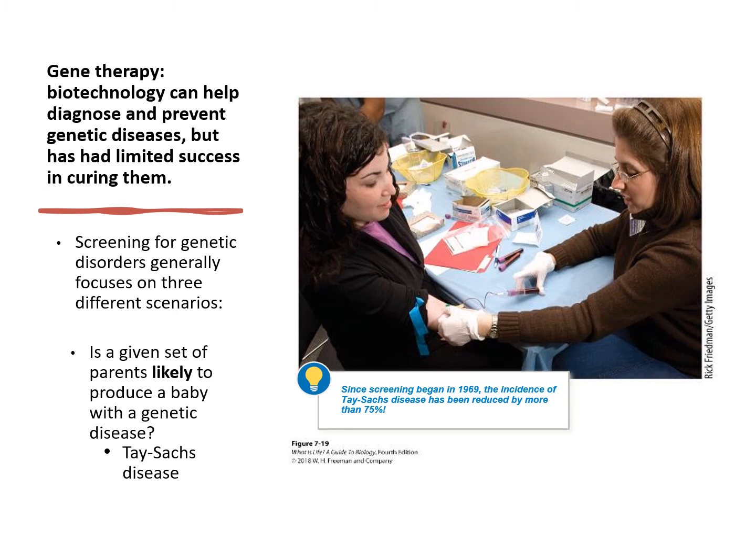This essentially just tells the parents how likely it is that their child may have some disease that could be passed from parent to child. So since screening began in 1969, our little example here, the incidence of Tay-Sachs disease has been reduced by more than 75%, which, if you know anything about Tay-Sachs, it's a very terrible disease that destroys nerve cells. So those are the cells inside of your brain as well as your spinal cord. And of course, they make up your nerves as well.